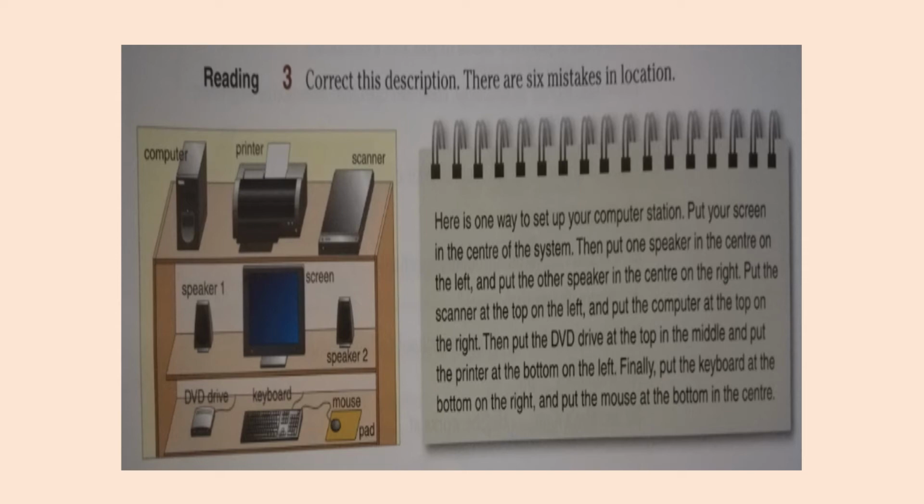Put the scanner at the top on the left, and put the computer at the top on the right. Then put the DVD drive at the top in the middle, and put the printer at the bottom on the left. Finally, put the keyboard at the bottom on the right, and put the mouse at the bottom in the center.